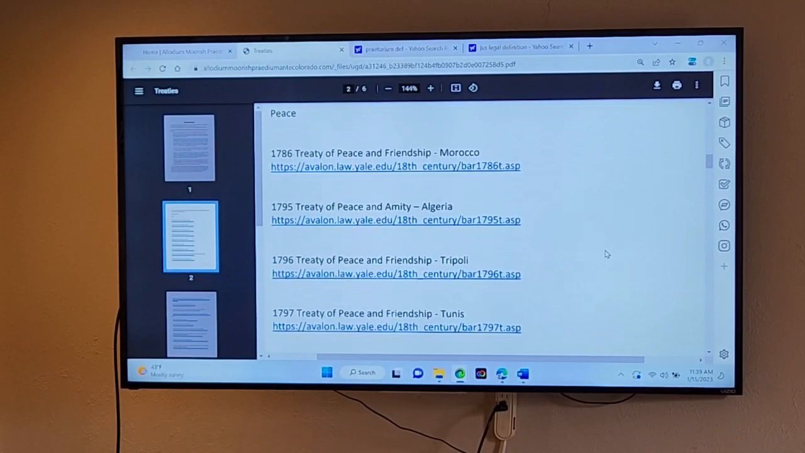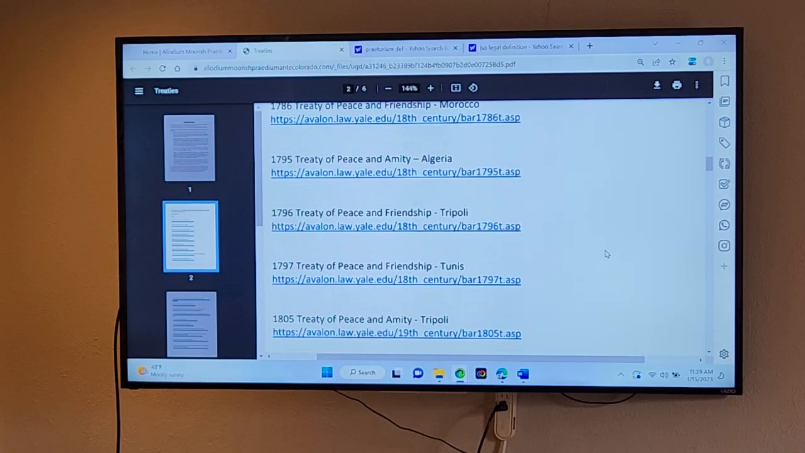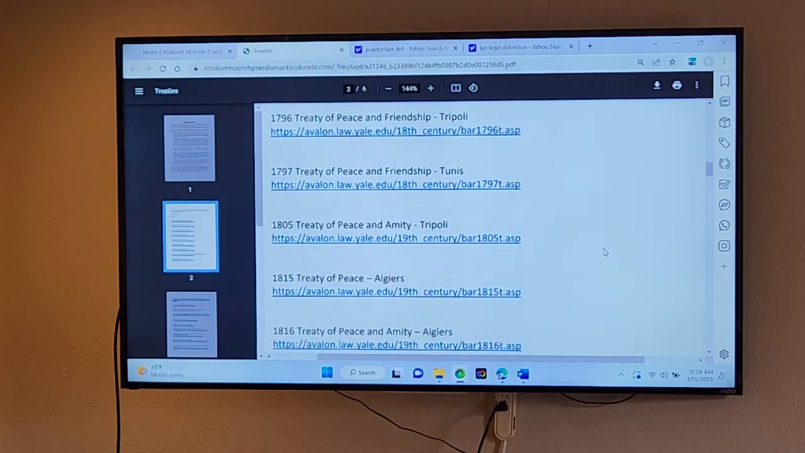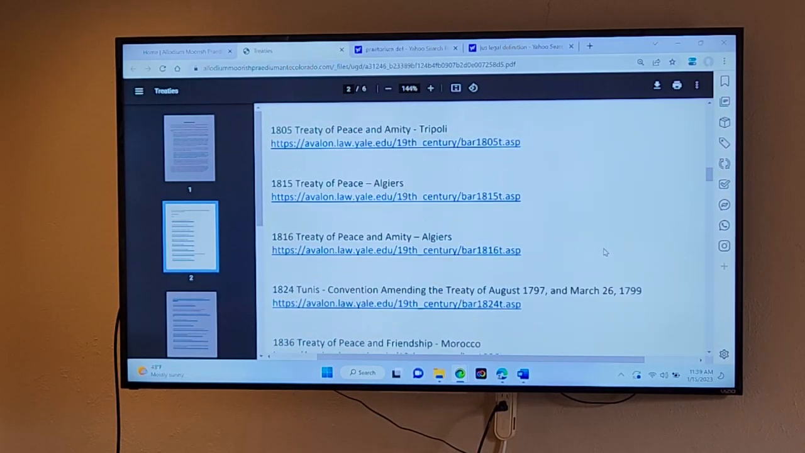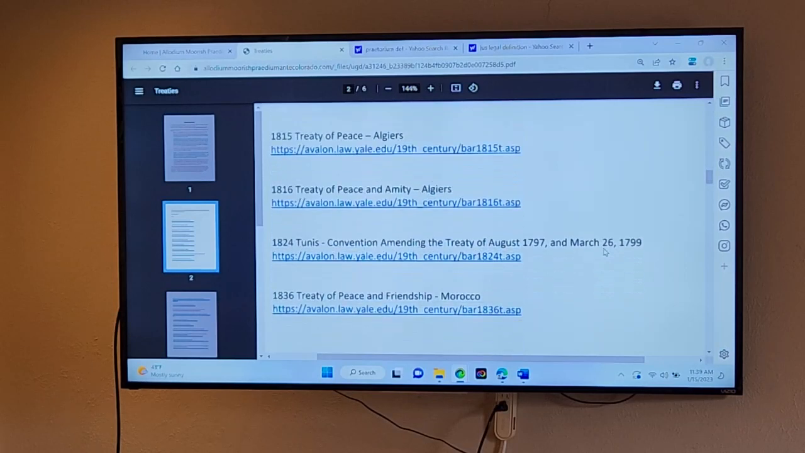1786, Treaty of Peace and Friendship, Morocco. 1795, Peace and Amity, Algeria. 1796, Treaty of Peace and Friendship, Tripoli. 1797, Treaty of Peace and Friendship, signed in Tunis. 1805, Treaty of Peace and Amity, signed in Tripoli. 1805, Treaty of Peace, signed in Algiers.